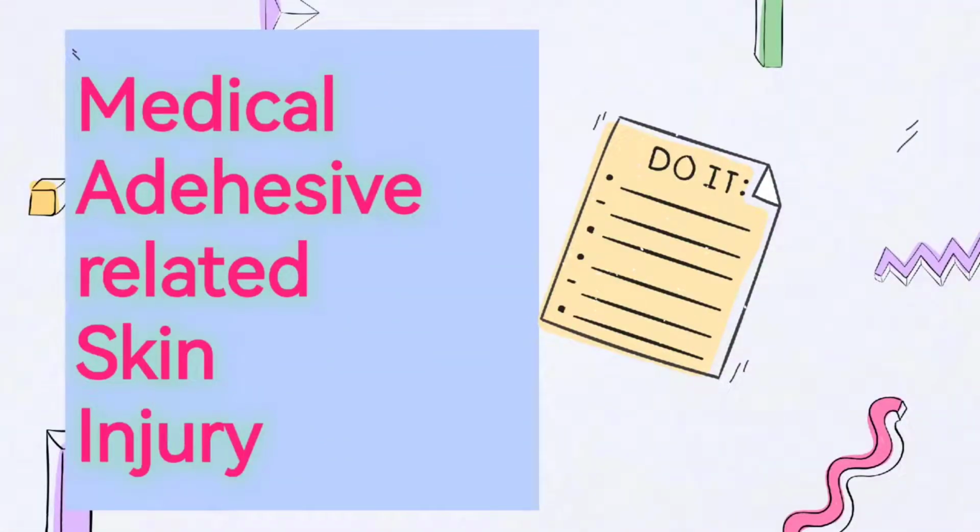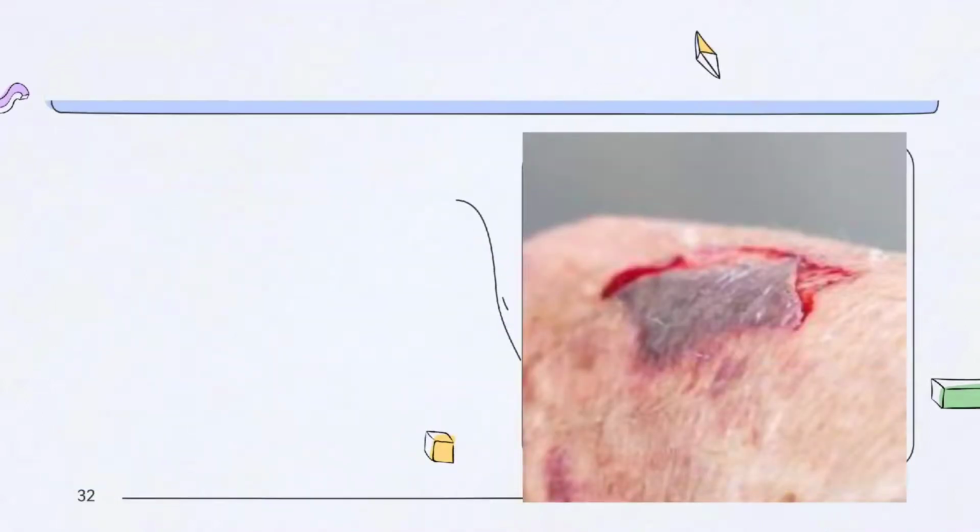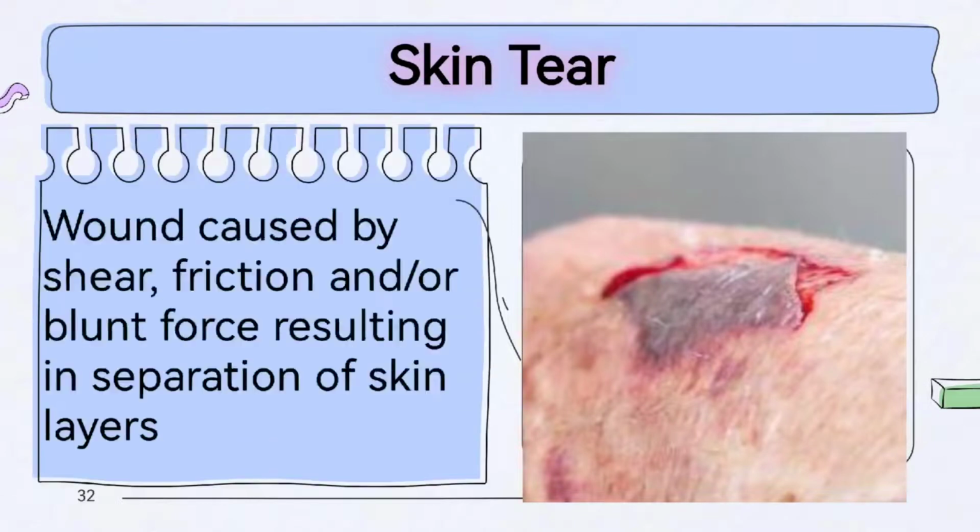Now, the last one is your medical adhesive related skin injury, or the MARSI. What we call it in short is the MARSI. Now, we have three. First, let's talk about skin tear. A wound caused by shear and friction, resulting from a blunt force, resulting in the separation of the layers of the skin.